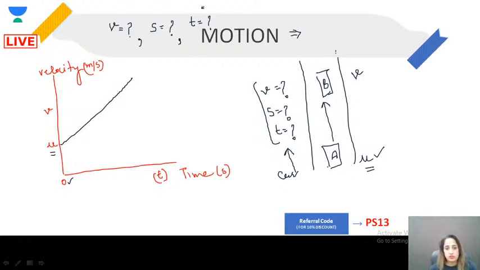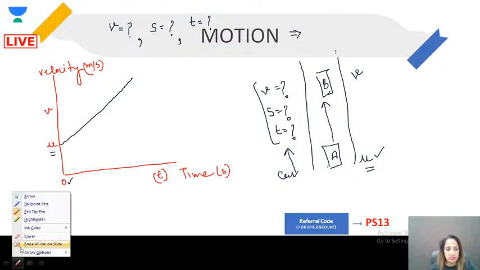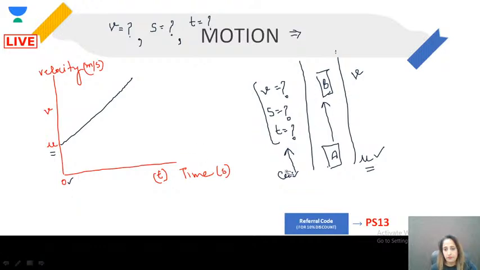Okay, so first of all, I will just erase this, get rid of this part over here, we don't need it. I have already explained what all we will be calculating.